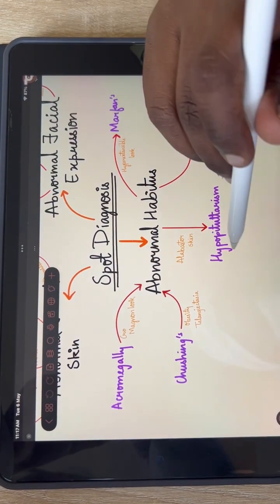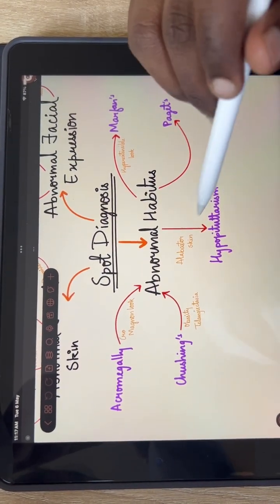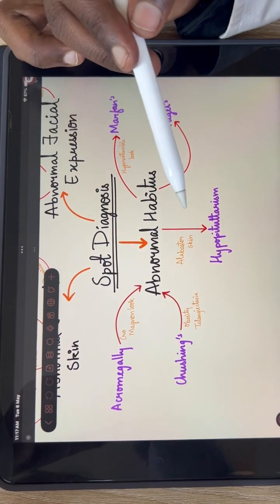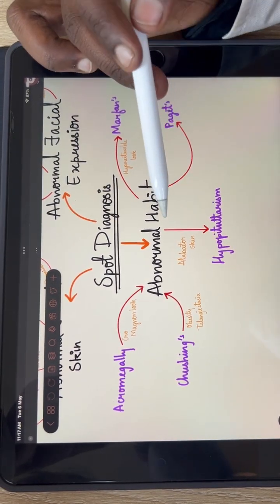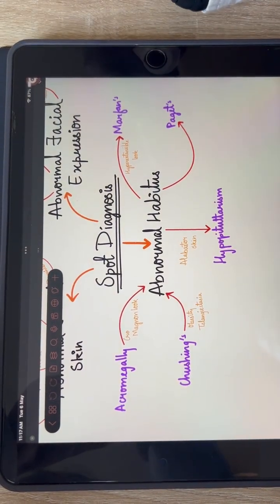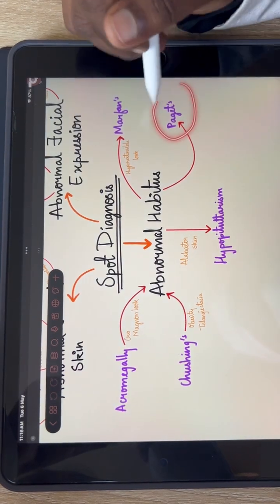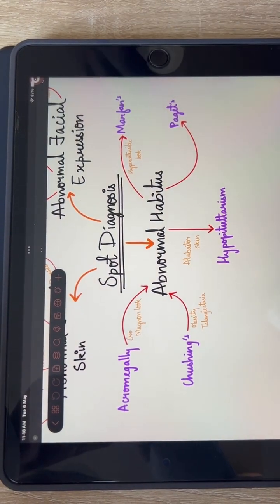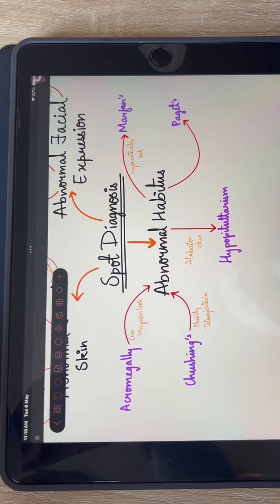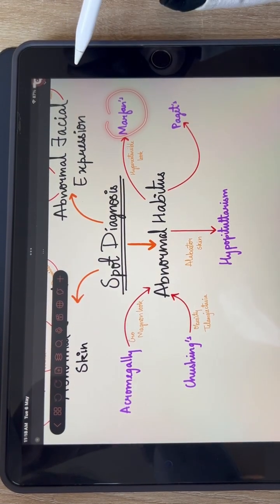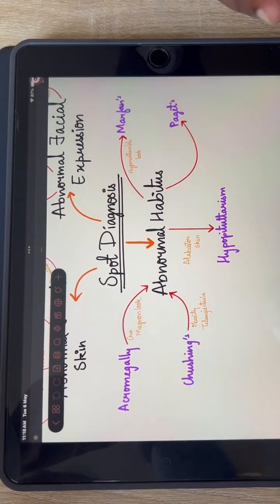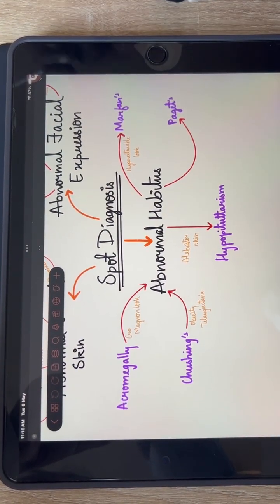And there will also be hypopituitarism, in which we will see alabaster skin, which is also known as pale skin. We also have Paget's disease, where we see Paget's face, and we also have Marfan syndrome, where we will see a hypertelorism-like look.